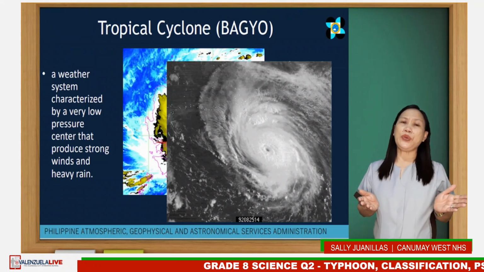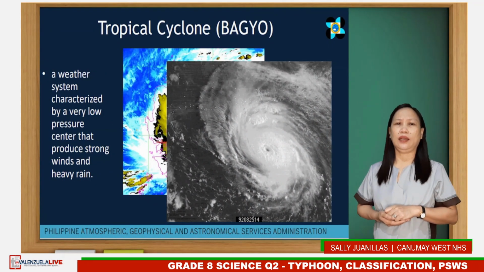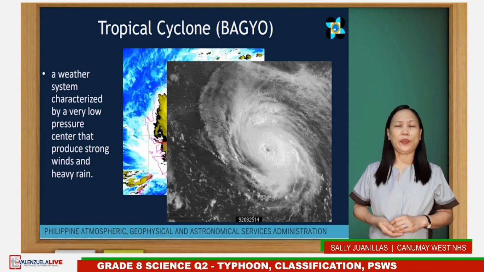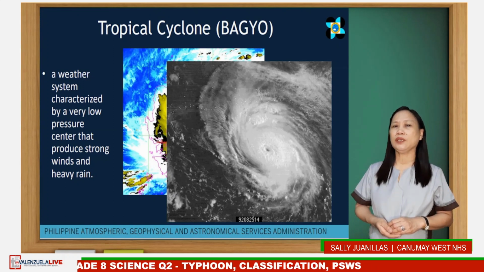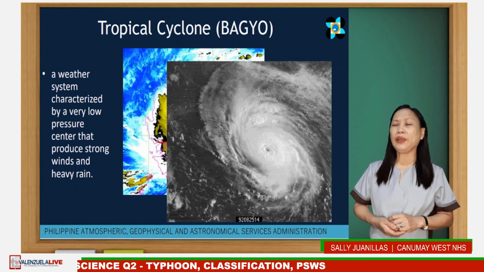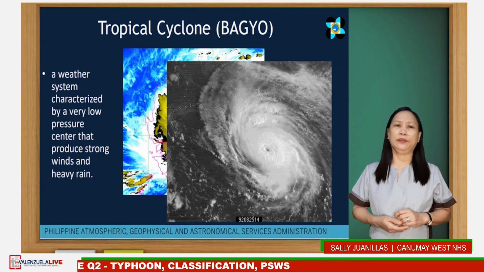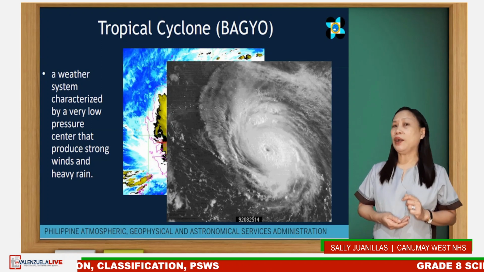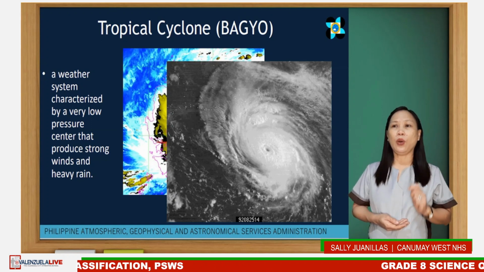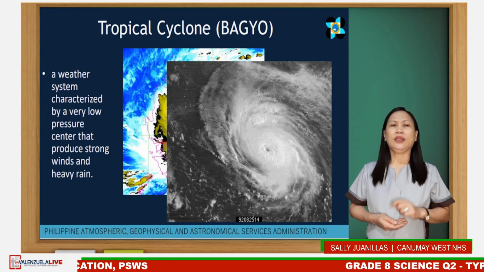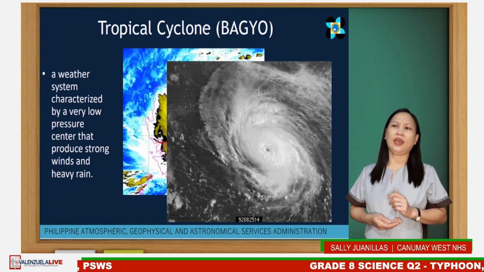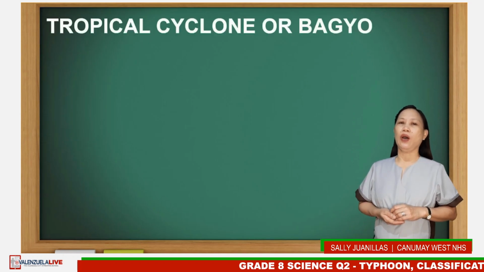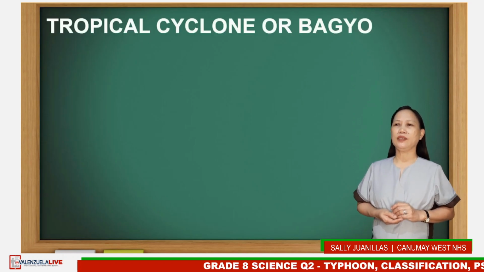This is how a top view of a typhoon is seen from a satellite. Over the ocean at the ITCZ, a tropical cyclone continuously forms strong winds and droplets of water, making it wider. A tropical cyclone is a weather system characterized by a very low pressure center that produces strong winds and heavy rain. Tropical cyclone or bagyo has the following characteristics.